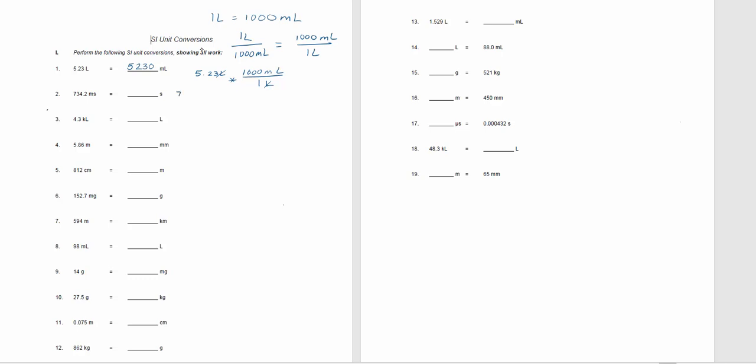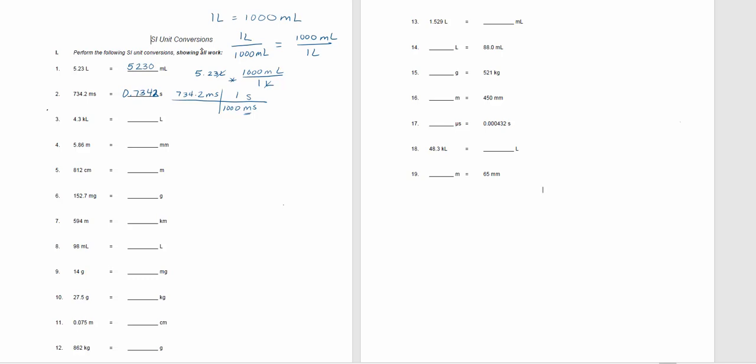So I'm going to start with what I'm given, 734.2 milliseconds, and I need to find an expression that converts milliseconds into seconds. Well, in 1 second, there are 1,000 milliseconds. The prefix milli means a thousandth. So 734.2 divided by 1,000 is 0.7342 seconds. And that is a 2, although it seems to look like a 7 on my screen.